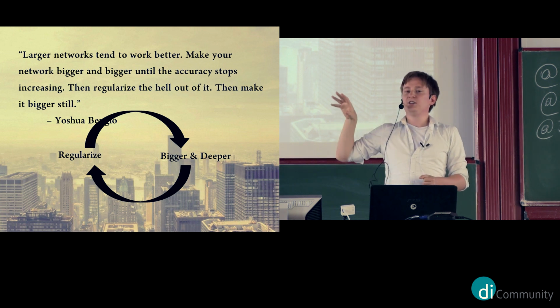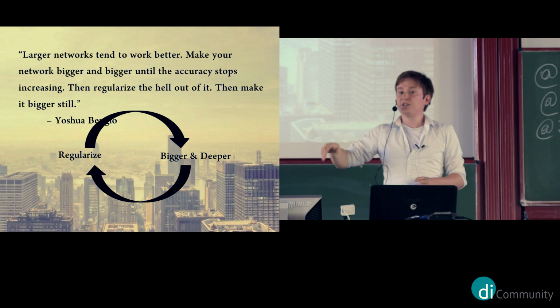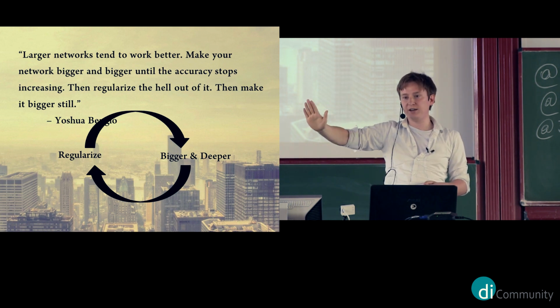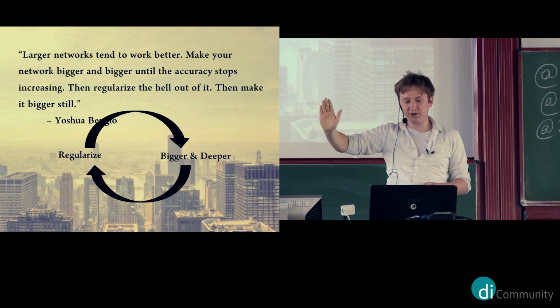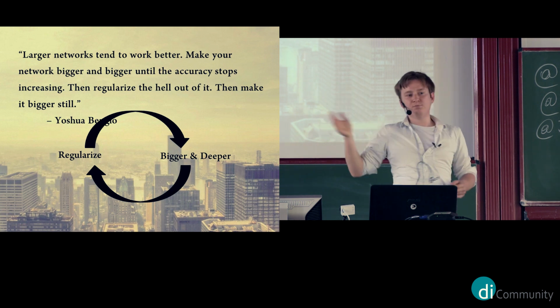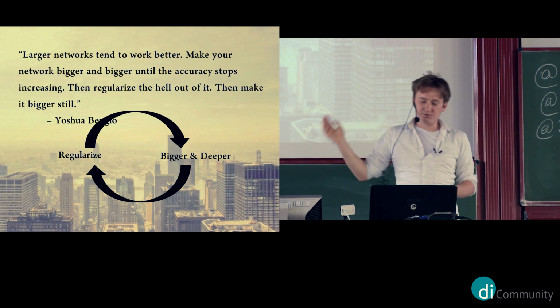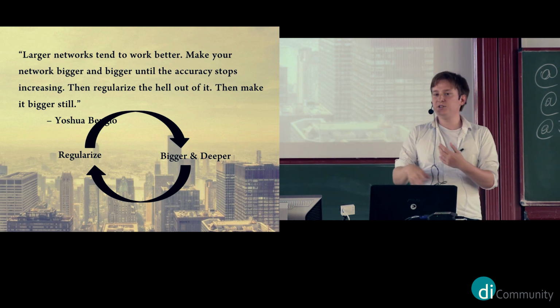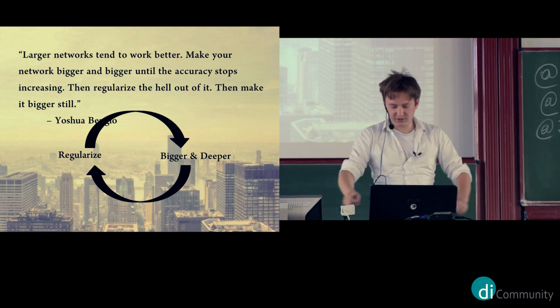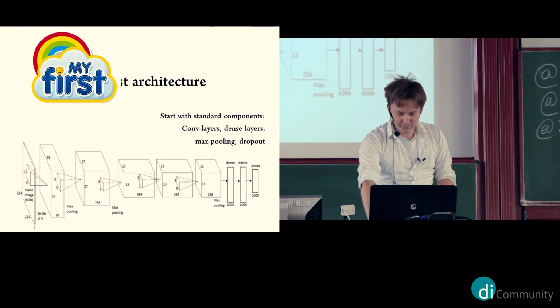You regularize, and then again, you can see on the plot, your errors will start to lower, and your validation scores will again start to fit more with your training errors. At this point, you just make it bigger. More layers, more parameters, more everything. And you rinse and repeat this, and this is the way to do deep learning. We think, at least. And he agrees.